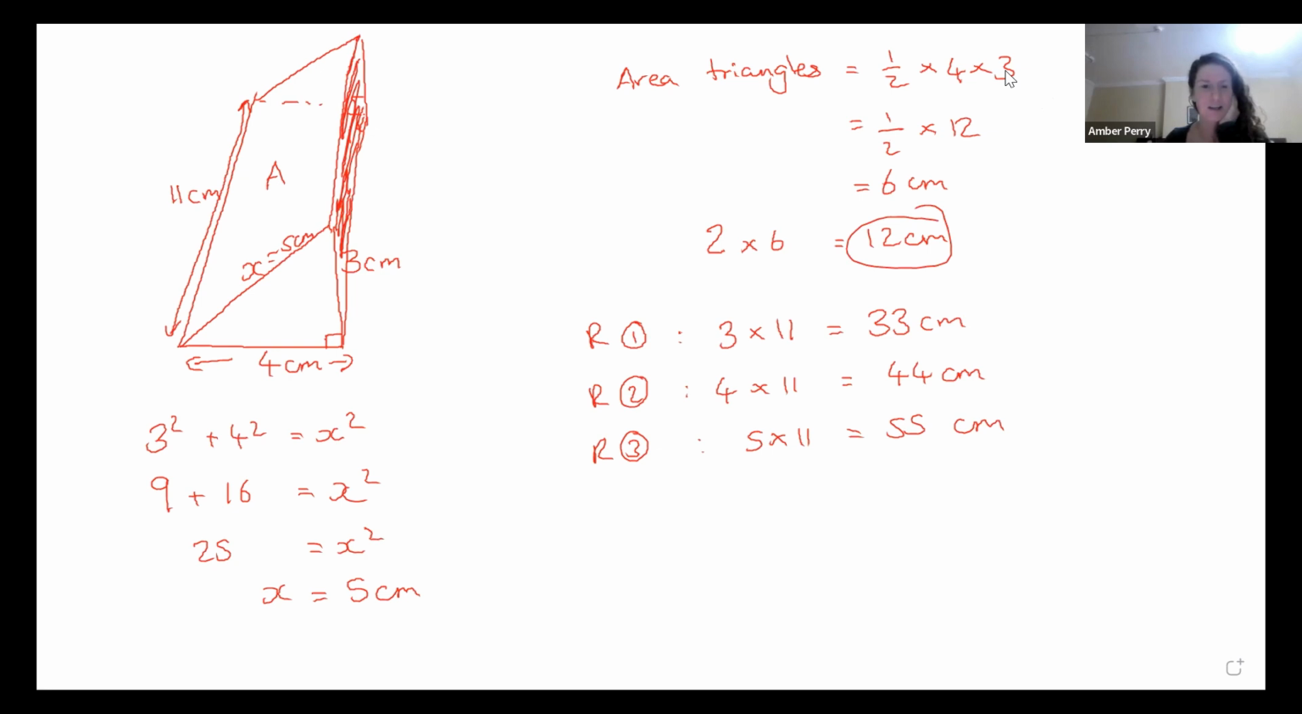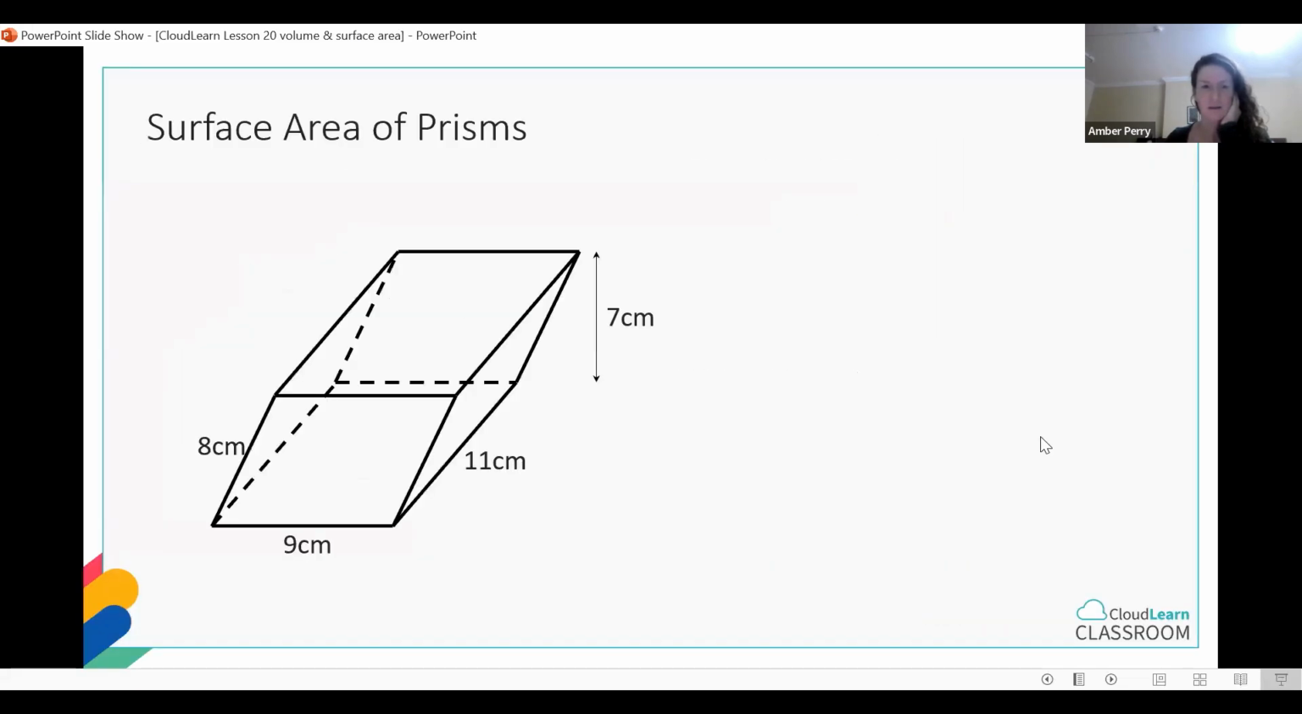I'll go back to sharing my slideshow. Okay. Right, so let's have a look. What we've got here is a different type of prism. It does have a special name, a parallelepiped, I think. I think I said that wrong, but it's a parallelogram prism. Okay, so a prism with a parallelogram as its cross section.